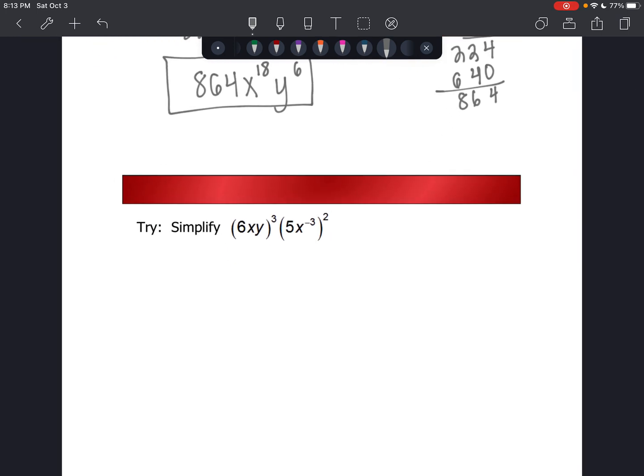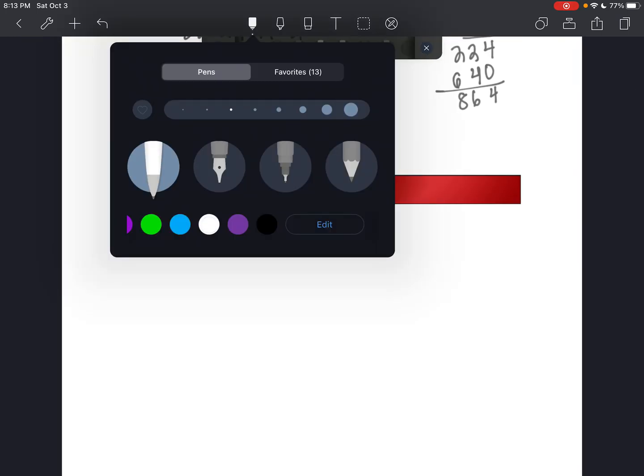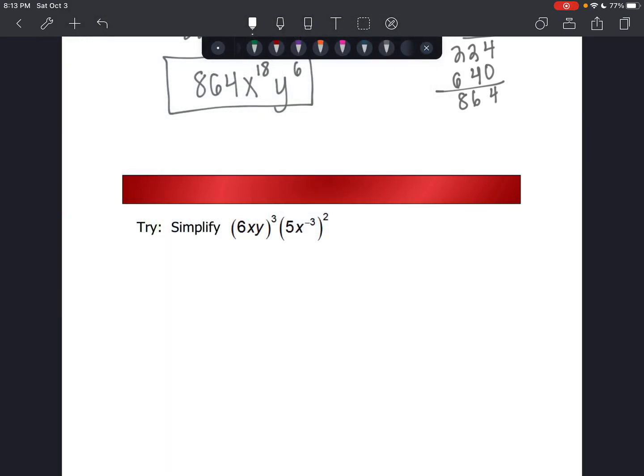Okay, here's another one for you to try. This time I'm going to change it just a little bit. So this is going to be negative 6xy raised to the third power times 5x to the negative 3, all to the second power. Press pause, and when you're ready to reveal the answer, come on back.